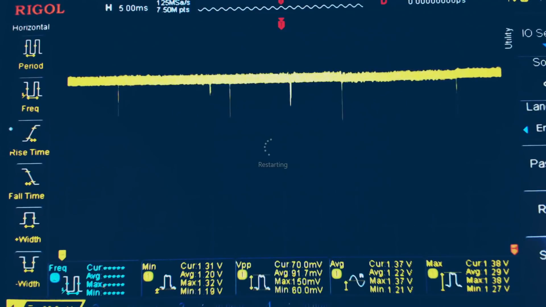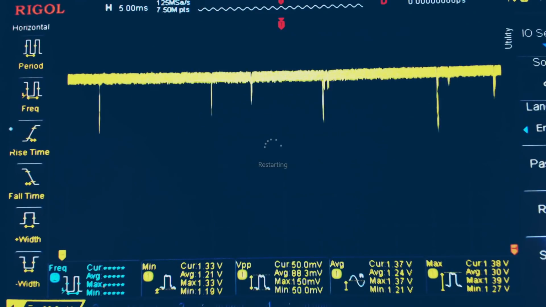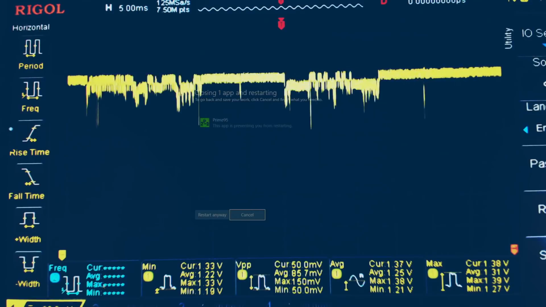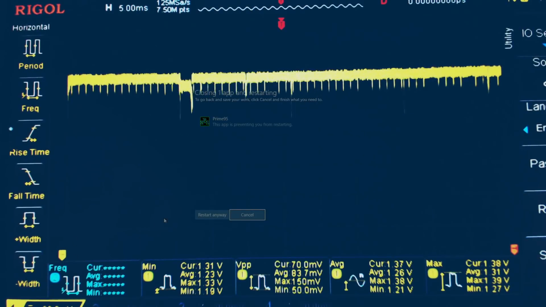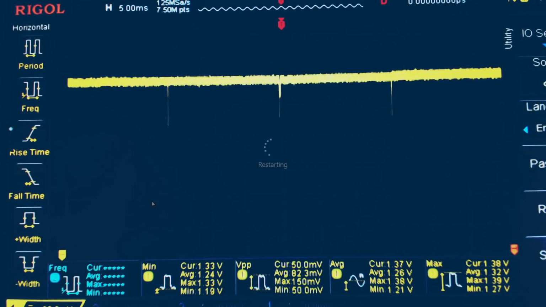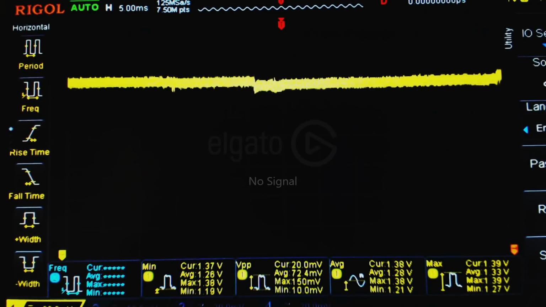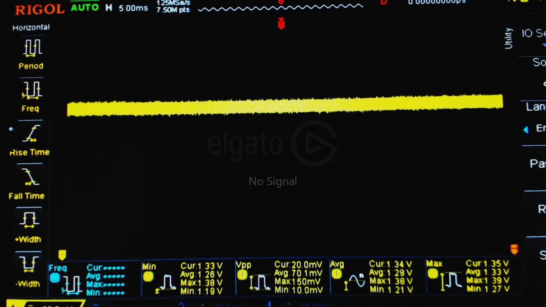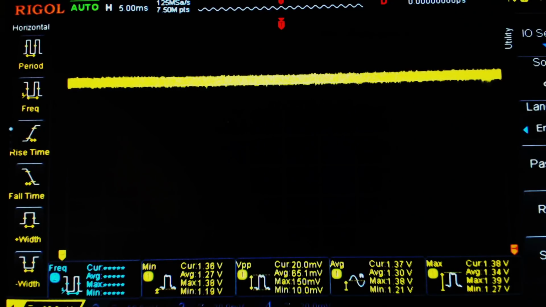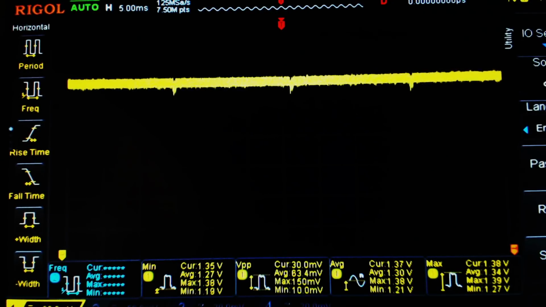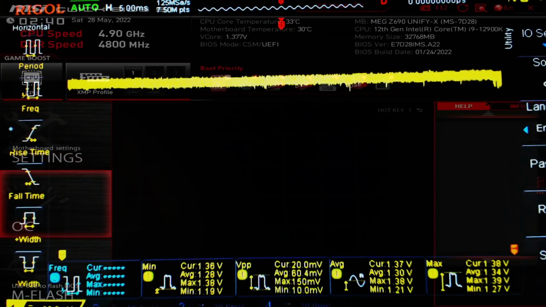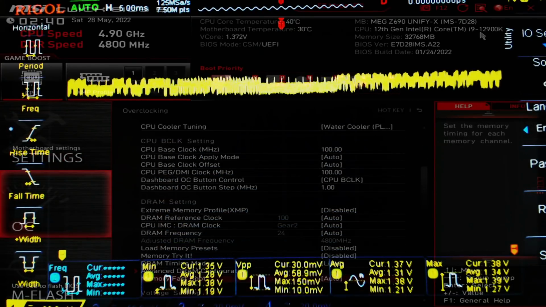So we're going to restart and see what happens at 500 kilohertz. Restart anyway. I recorded 500 kilohertz at the start of the video, and I'm pretty sure it was rock steady, but now maybe I just wasn't looking at it hard enough.